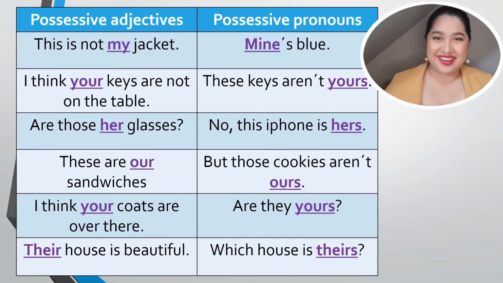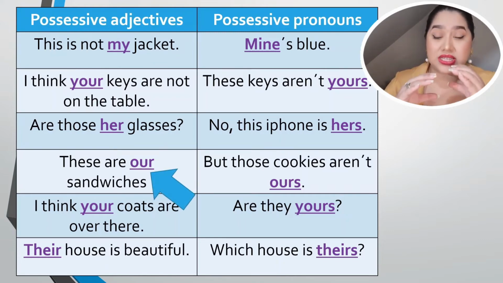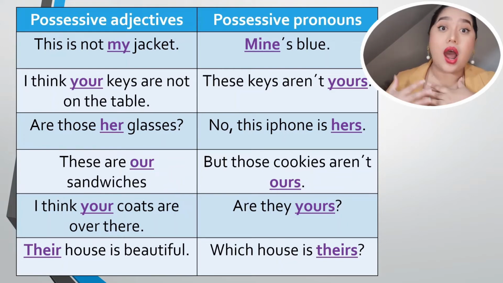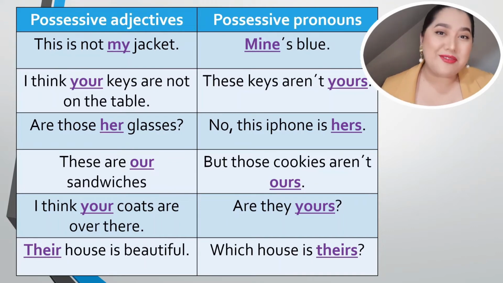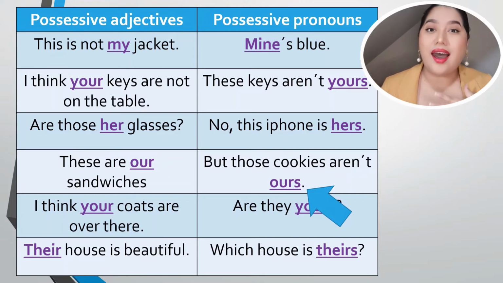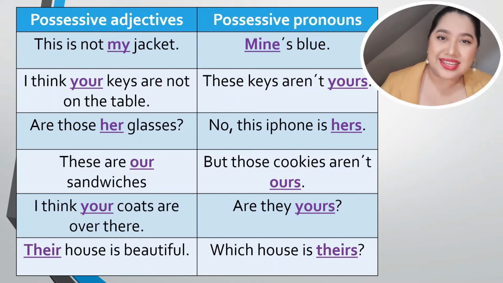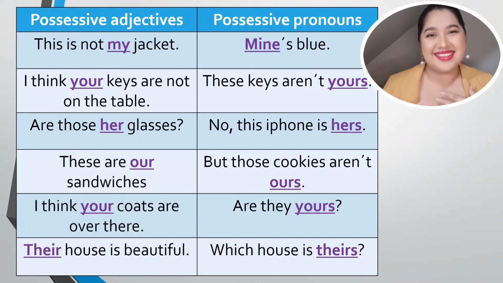Let's see another example here. One with a possessive adjective. These are our sandwiches. Delicious. If I say something like, but those cookies aren't ours. Aren't ours. Yes, this is a possessive pronoun, ours. Because we know we were talking about sandwiches and cookies, so those aren't ours.